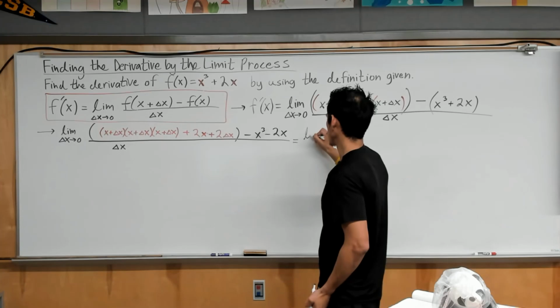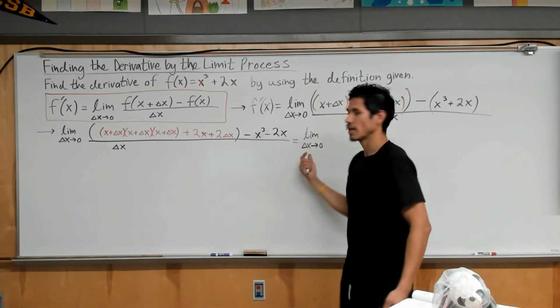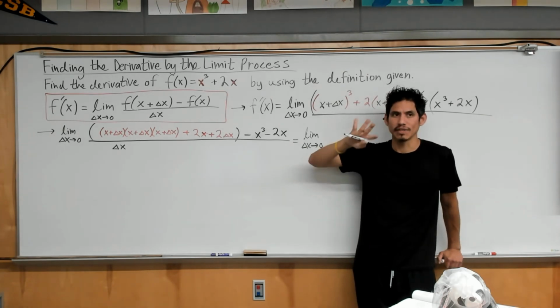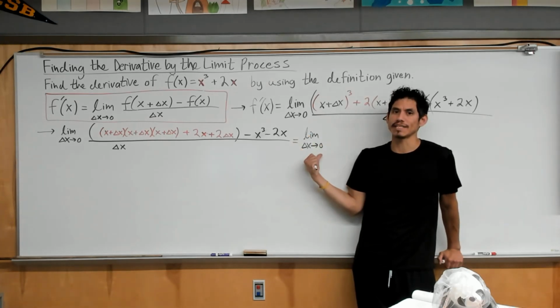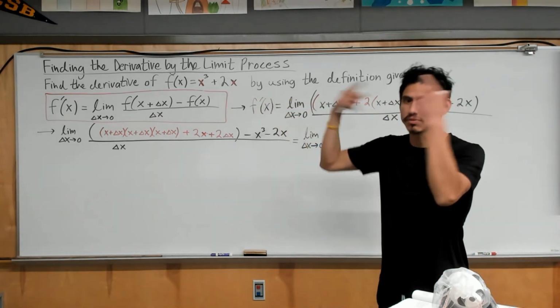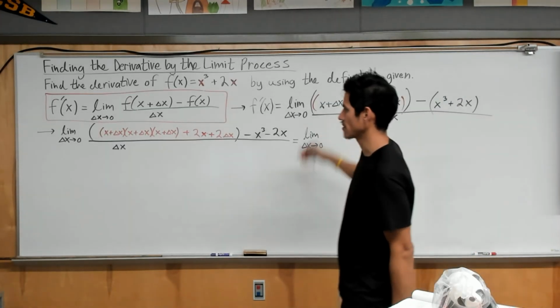Now, this will be equal to the limit as delta x goes to 0. And some professors, some teachers are super strict about writing this each time. I'm back and forth with it, but at least practice writing it each step for the first couple of problems that you do like this, because you want to make sure you conceptualize this and it sticks in your head.